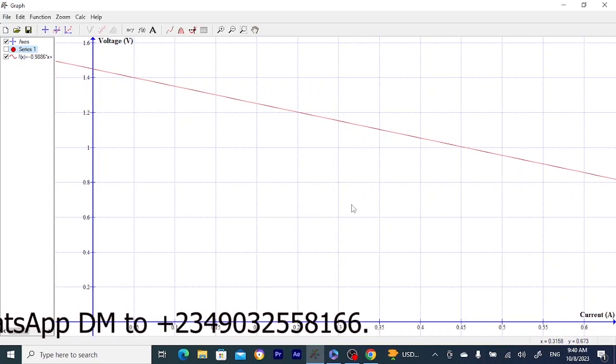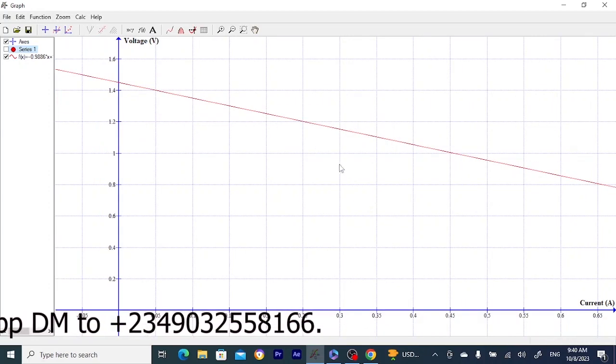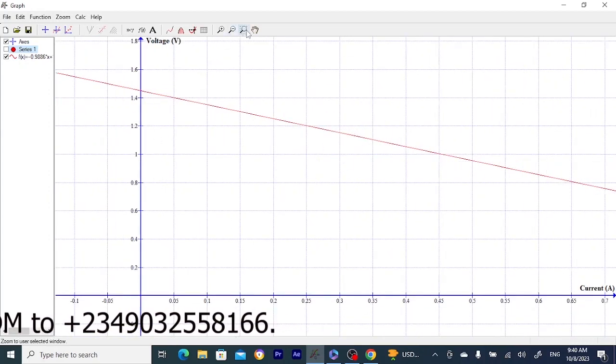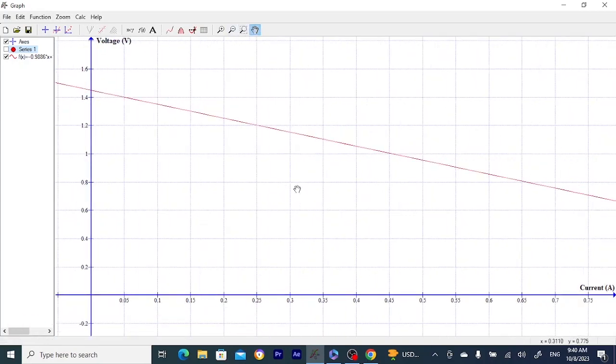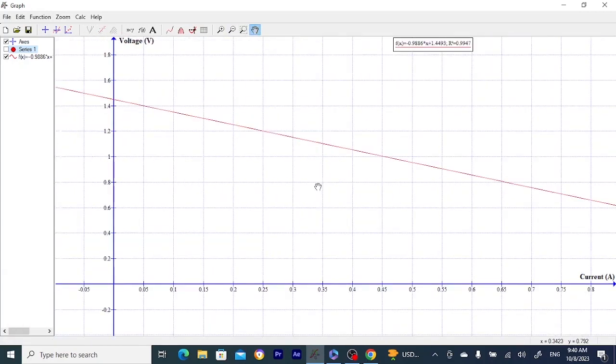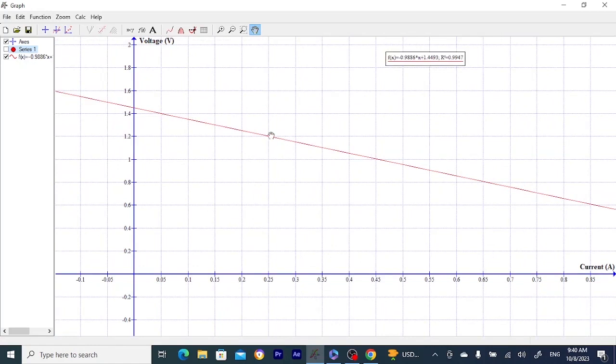Let me zoom out a bit so you can see properly. All right, so this is what your graph should look like. Yep, if you plot it properly, you have a graph like this. So this is what my graph would look like if I plot properly. All right, so I'm done plotting a graph here.